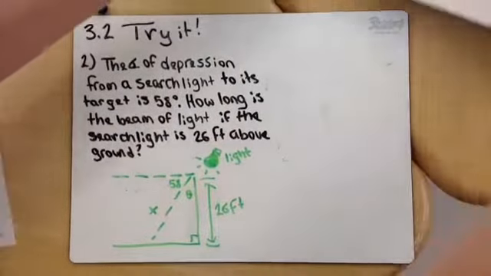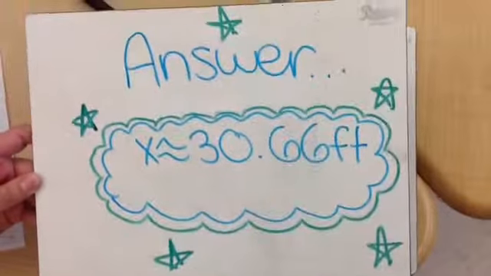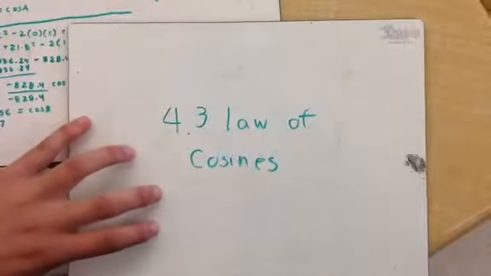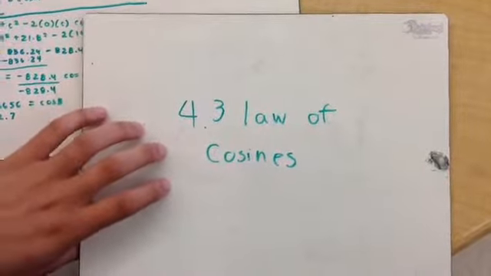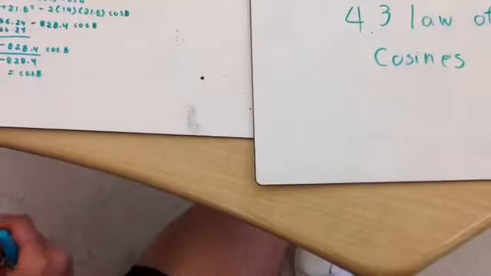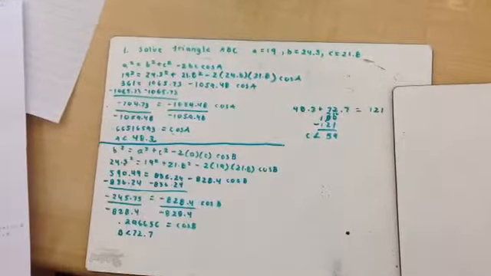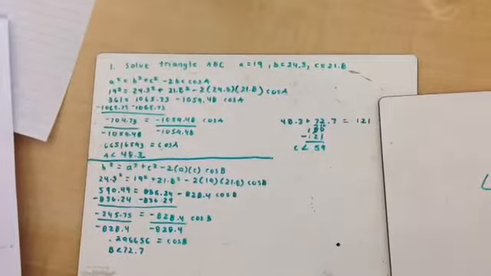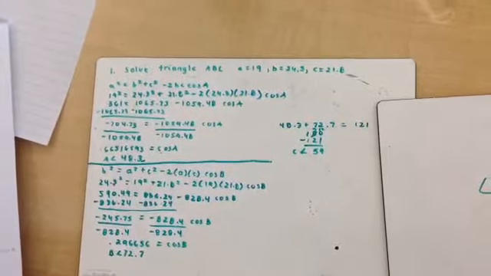Your answer should be approximately 30.66 feet. For this section, we're doing 4.3 law of cosines. Law of cosines is when you use the cosine equations to find the sides and angles of a triangle. For this first problem, guess what we're going to do? We're going to find the angles of a triangle.